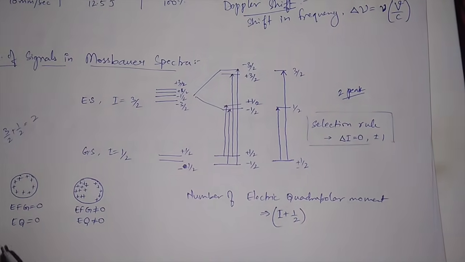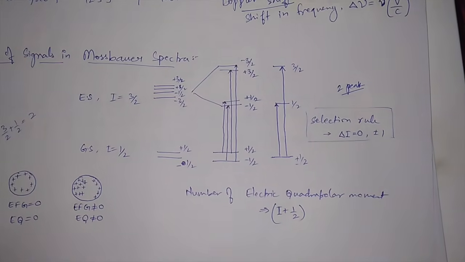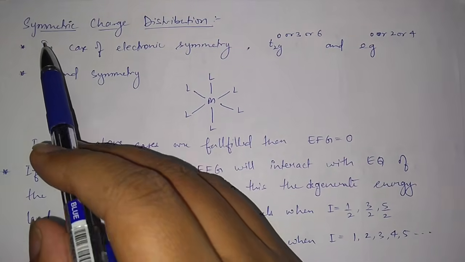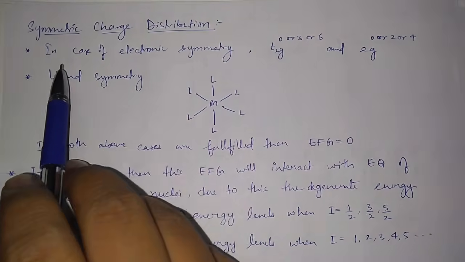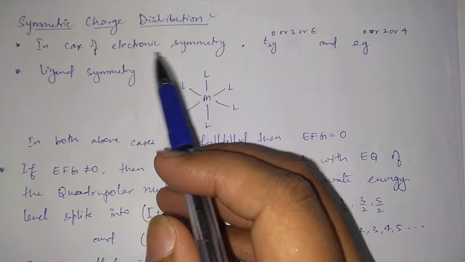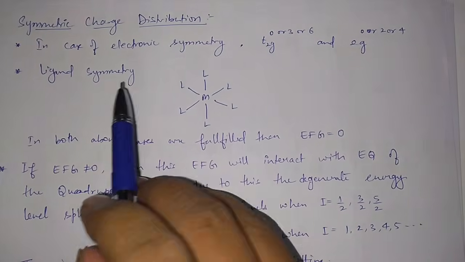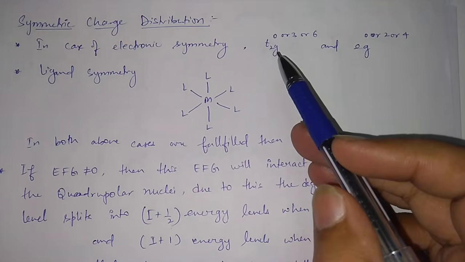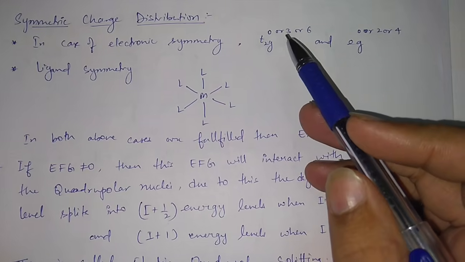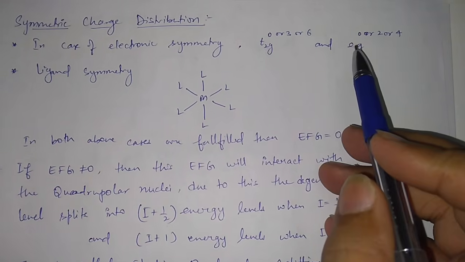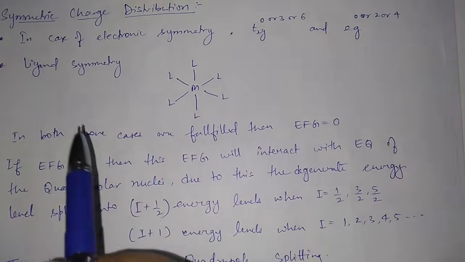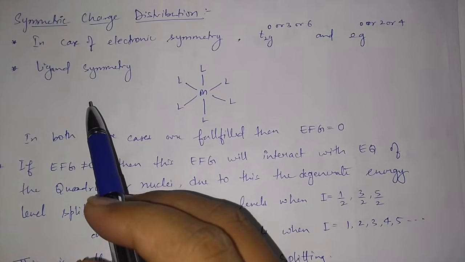Now, when this electric field gradient will be 0 and when it will not be 0, I will explain now. Right, so let's now understand when the electric field gradient will be equal to 0, that is, when your charge distribution is symmetric. There are two cases. The first one is electronic symmetry, and the other one is ligand symmetry. Electronic symmetry will be attained if your t2g is having 0, 3 or 6 electrons, that is, either completely unfilled, half filled or fully filled, or eg is completely unfilled, half filled or fully filled, so 0, 2 or 4 electrons in that. These are the conditions for electronic symmetry.